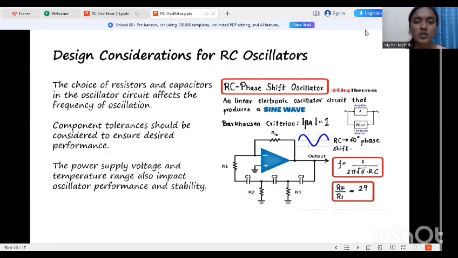Design considerations for RC oscillators. The choice of resistor and capacitor in the oscillator circuit affects the frequency of oscillations. The component tolerance should be considered to ensure the desired performance. The power supply voltage and the temperature range also impact the oscillator performance and stability.